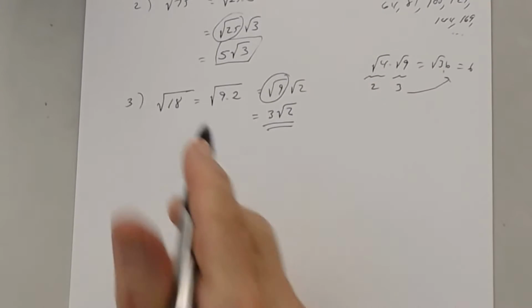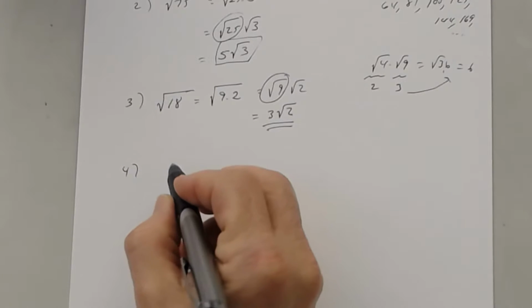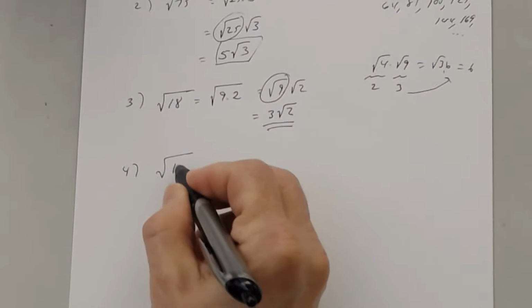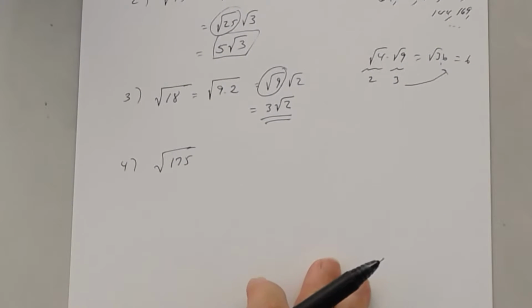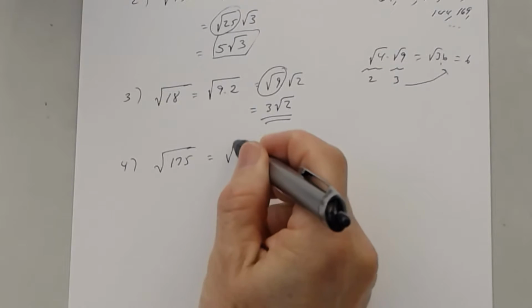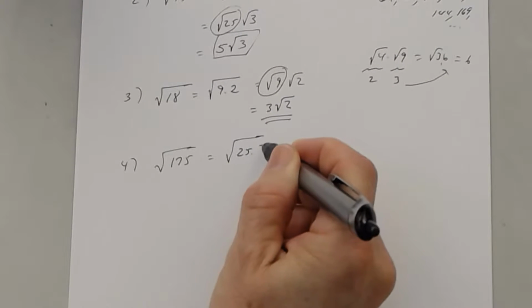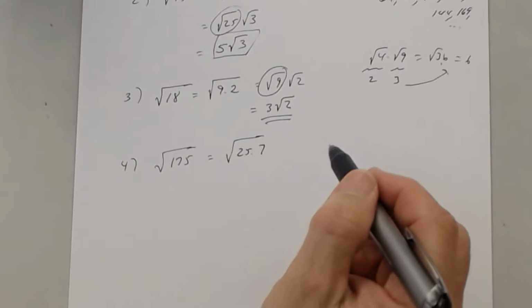And number 4, you have the square root of 175. The square root of 175. Is there a perfect square that goes into 175 other than 1? 25. Use your calculator if you need to. 25 times what's 175? 7. So this becomes the square root of 25 times what? 7. In fact, 25 is the largest, right?